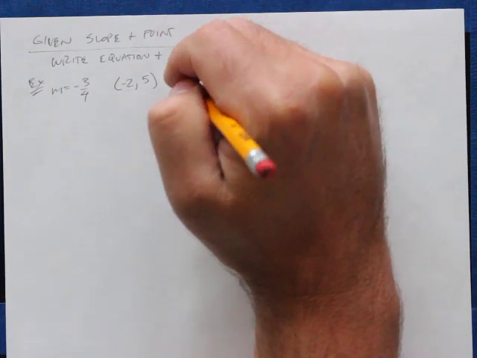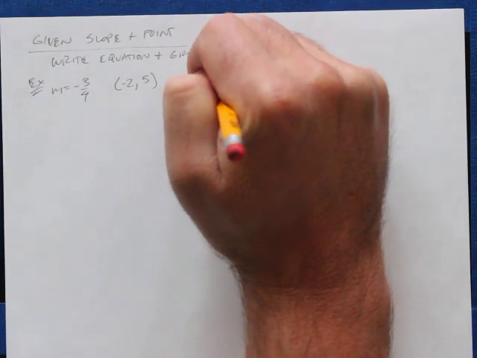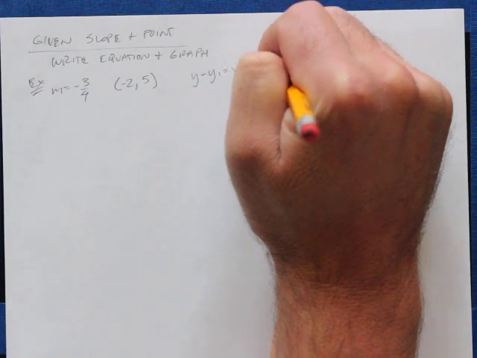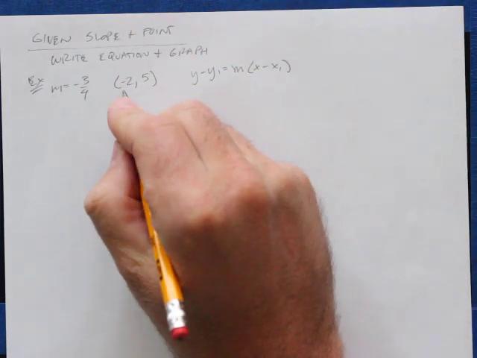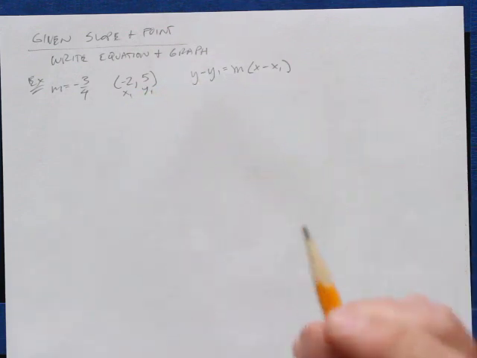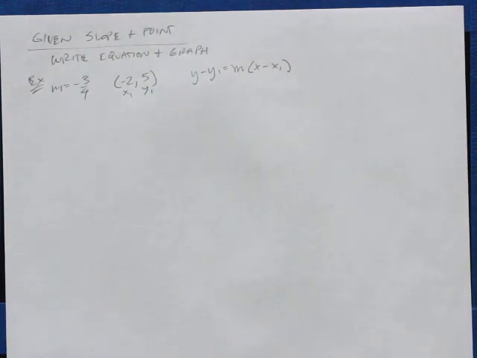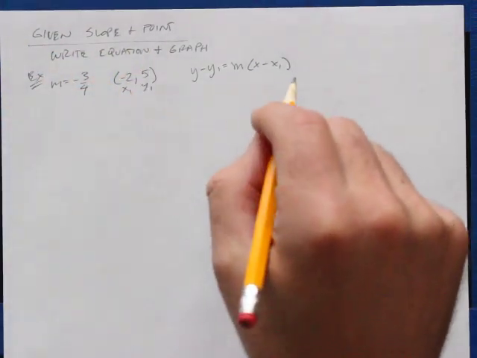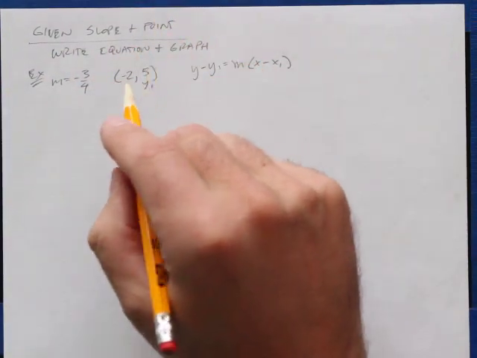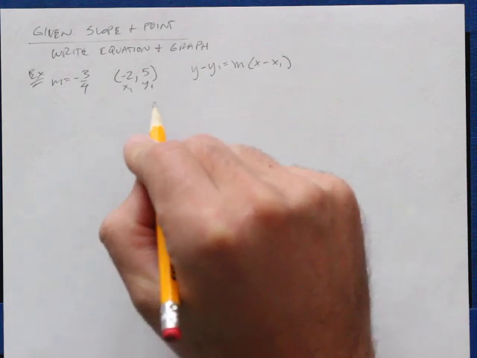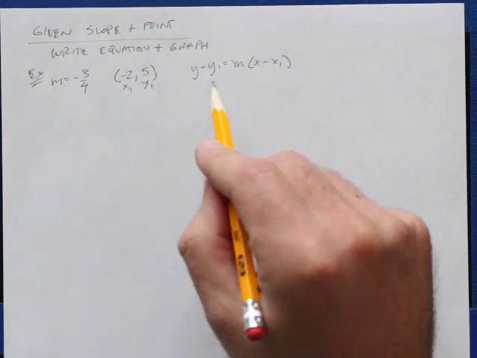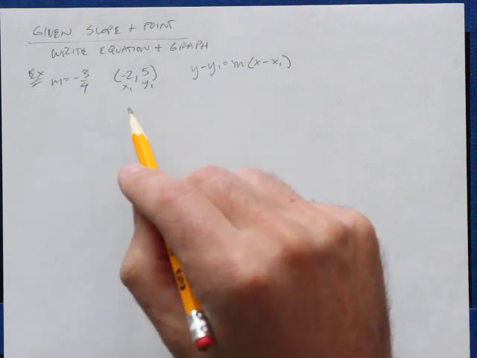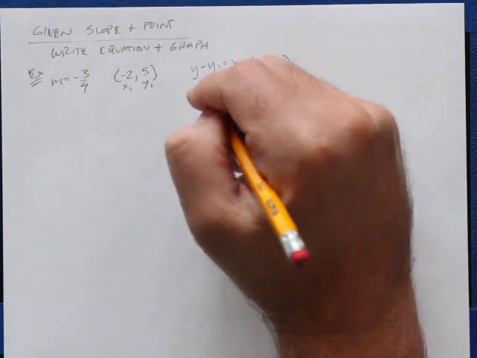Remember, point slope form is y minus y1 equals m times x minus x1. So I'm going to label these first x1 and y1. And I'm going to plug this stuff in here. Now, I'm going to show you two ways to do this. I'm going to show you the point slope form right here, and I'm going to show you the way that I usually do it right here. So let's do point slope form first.